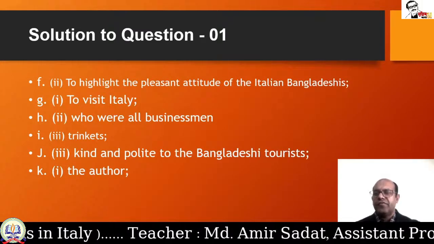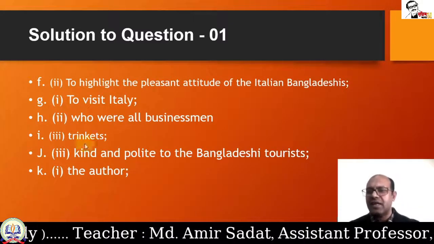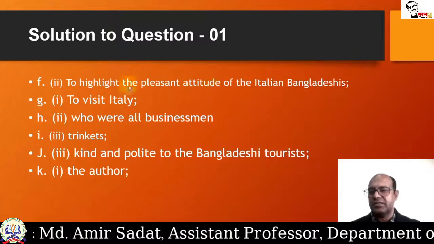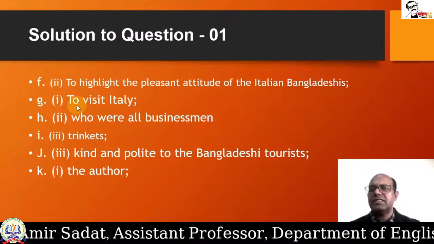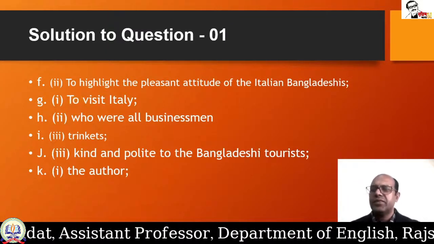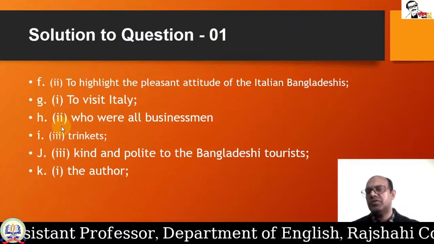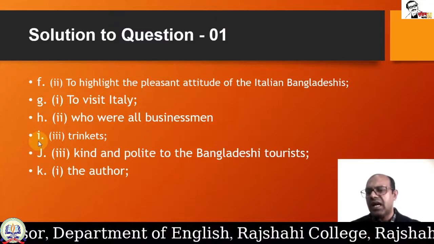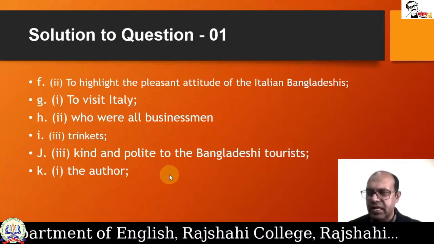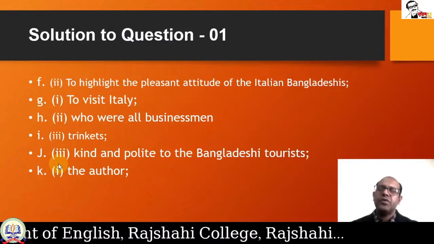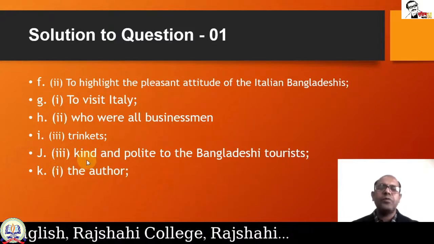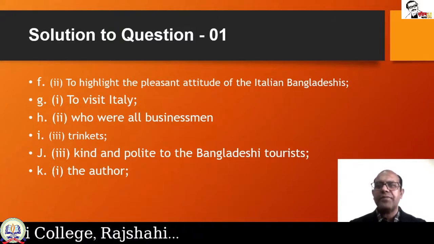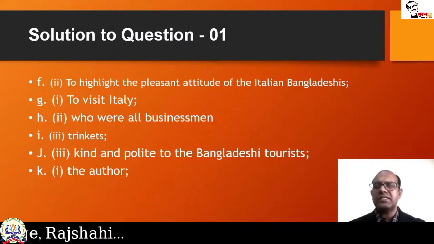Now question F. For question F, option 2 is the correct answer, to highlight the pleasant attitude of the Italian Bangladeshis. Question G, option 1 is the correct answer, to visit Italy. For question H, option 2, who are all businessmen. For question I, option 3, trinkets. For question J, option 3, kind and polite to the Bangladeshi tourist. For question K, option 1, the author, is the correct answer.